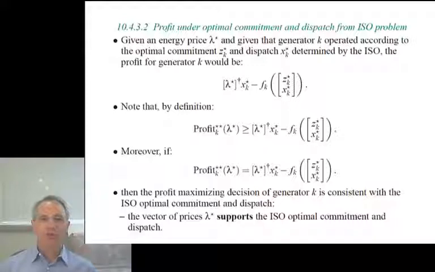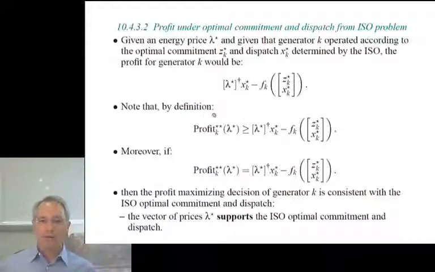Let's now turn to optimal commitment and dispatch from the ISO problem. Given an energy price lambda star, and given that the generator actually operated according to the optimal commitment and dispatch as determined by the ISO, not necessarily optimizing the generator profit, but providing the commitment and dispatch that's needed to meet demand, for example, generator 76 producing 3 megawatts, then the profit for generator K would be given by lambda star transpose xk star minus fk of zk star xk star.